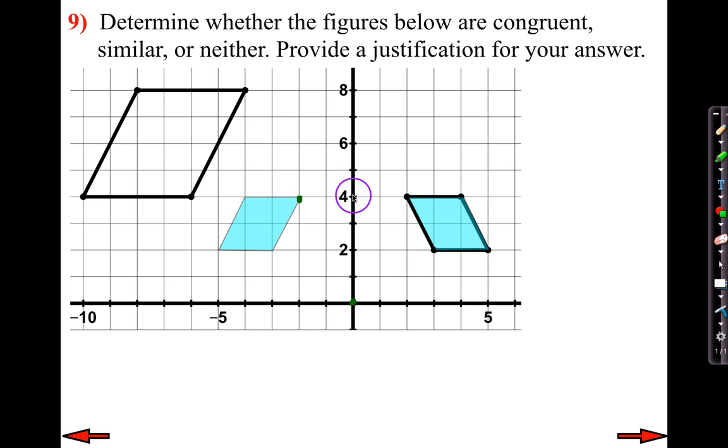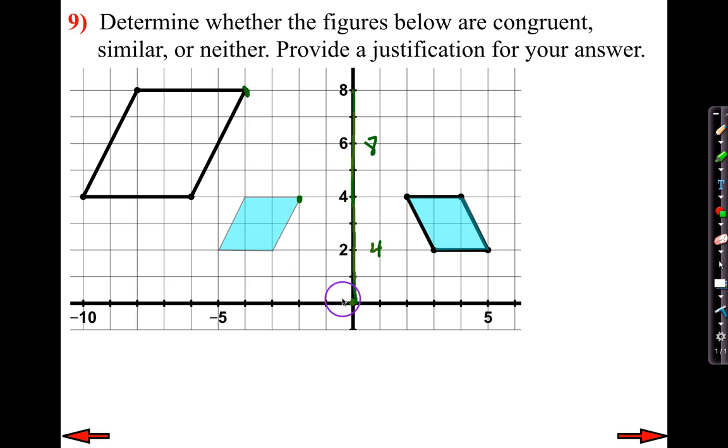It's going up 4 to the left 2. Okay, now to get to this point, I'm going to have to go up 8 to the left 4. So originally, we only went up 4, but the next one we went up 8. So it doubled. So let's see if that works.